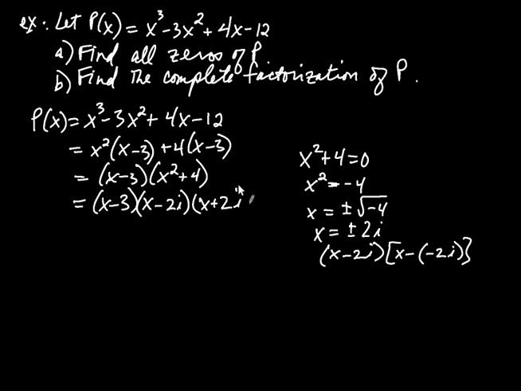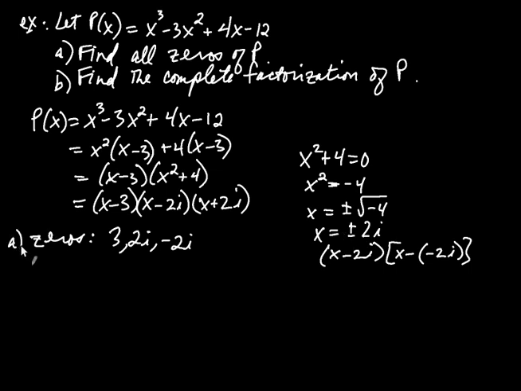So to answer the question, my zeros, all the complex numbers that cause the polynomial to be 0, would be 3, and then positive 2i was a zero of x squared plus 4, and then negative 2i was also a zero, right?